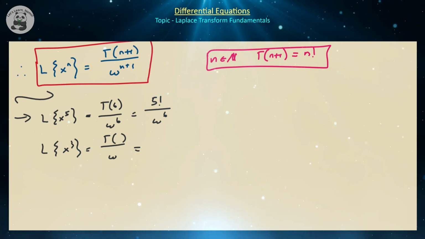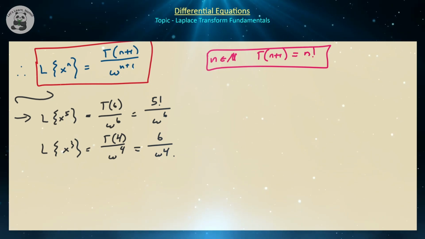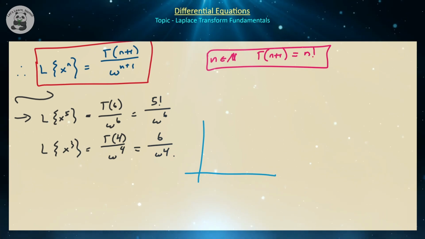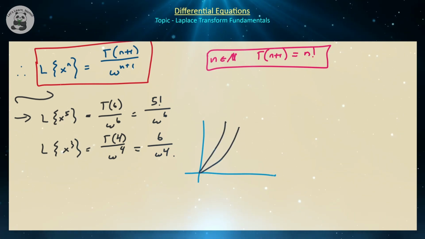Let's just erase that before, yeah, there we go. Nice, more clean. So gamma 4 over omega to the power of 4, so that's 3 factorial, which is just going to be equal to 6 all over omega to the power of 4. And you're like, okay, well, what's going on here? Well, x squared, x cubed, x to the 4, x to the 5, x to the 6, x to the 7, and higher, those are just going to be equal to functions that increase at very rapid rates.